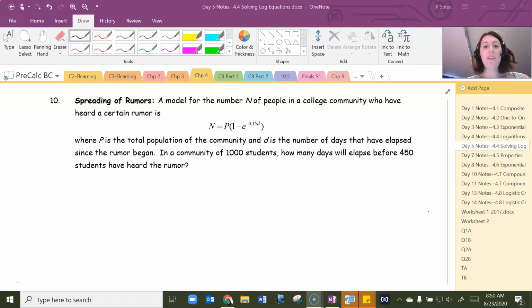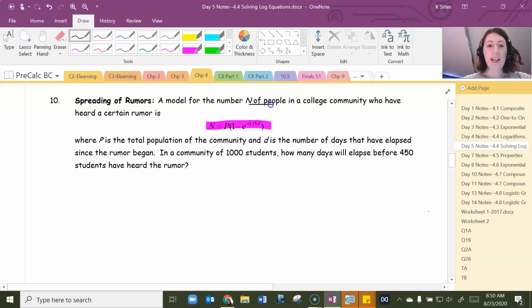A model for the number N of people in a community college who have heard a certain rumor is this, where P is the total population of the community and D is the number of days that have elapsed since the rumor began. In a community of 1,000 students, how many days will elapse before 450 students have heard the rumor? So you're given some information here. Let's go ahead and plug it in.